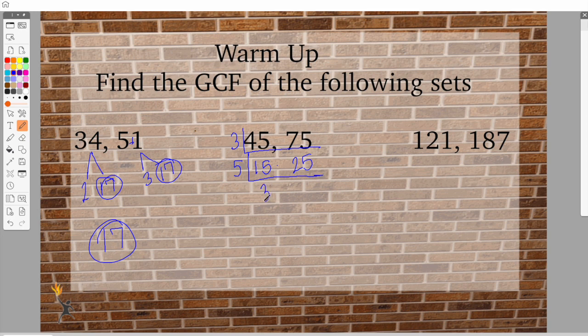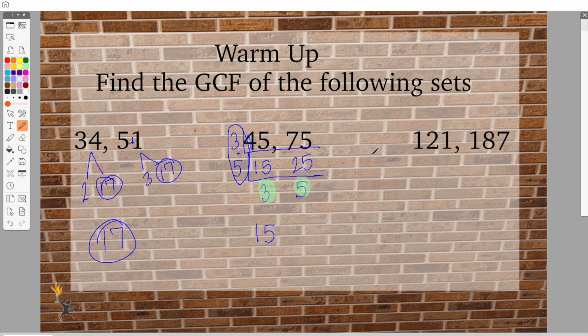So I'm left with 3 and 5. These two are both prime numbers. Both 3 and 5 are prime, so I know I'm finished. And then to find the GCF, I multiply these two numbers together, so I get 15. All right, my next problem is this last one. This one's a little more challenging.